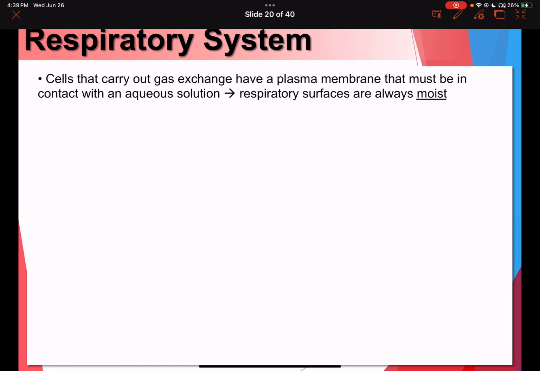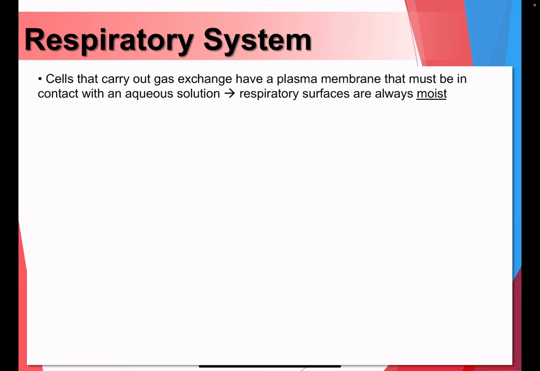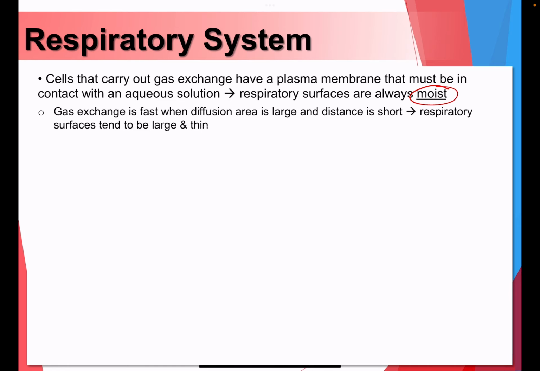All right, so with the respiratory system, these are actually cells that carry out gas exchange, obviously. That is, they have a plasma membrane that must be in contact with an aqueous solution in order for this to occur. That's how diffusion can happen. So that's why respiratory surfaces always have to be moist when we're talking about where they are in the body and what they have to contain.